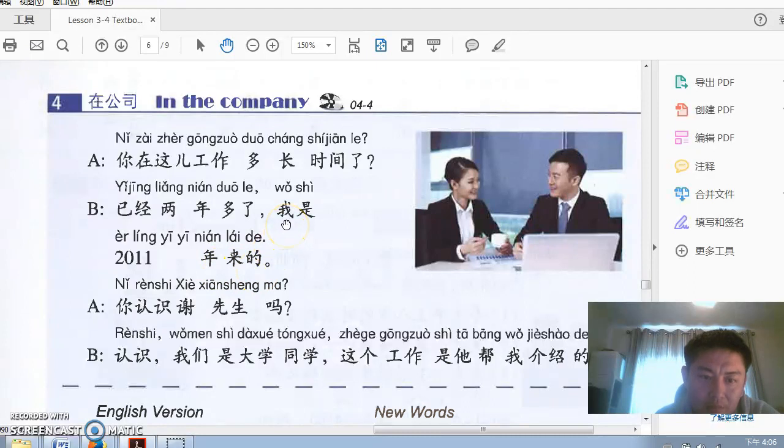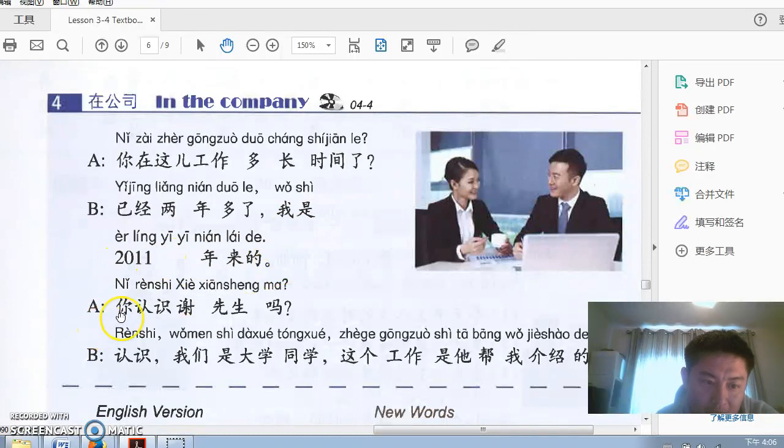Alright, then 我是2011年来的. Okay, I am what kind of person I am? The kind of person I am is came in the year of 2011. 2011年来 is the verb here to describe the person. Okay, I'm that kind of person. It is 2011 that I came here.